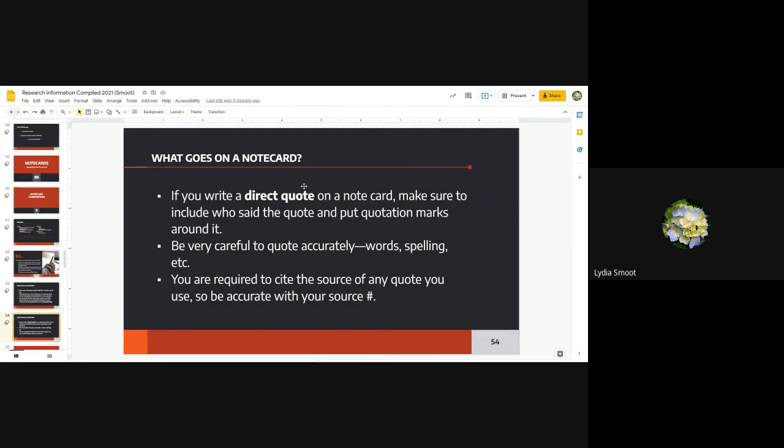If you write a direct quote on a note card, make sure to include who said the quote and to put the quotation marks around it so that way you can remember, oh yeah, it definitely is a quote. Be very careful to quote accurately, even if they spelled something differently than you would spell it, you still have to spell it the same way that they would. And also you need to, on your note cards, write down the site of the source so that way you can be accurate with your source numbers and your citations.